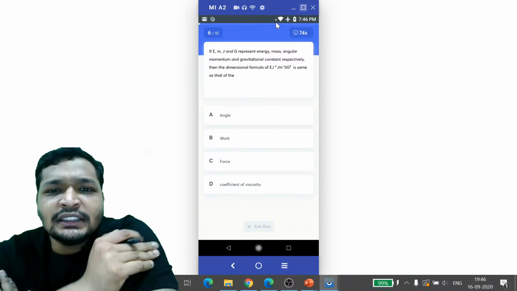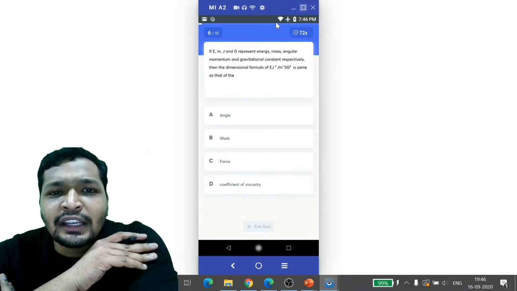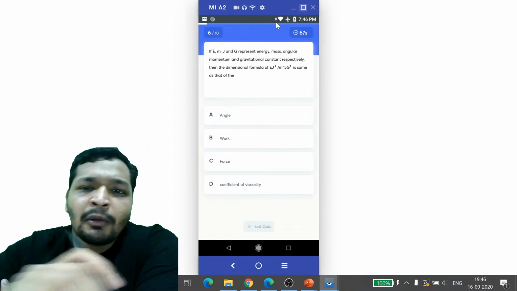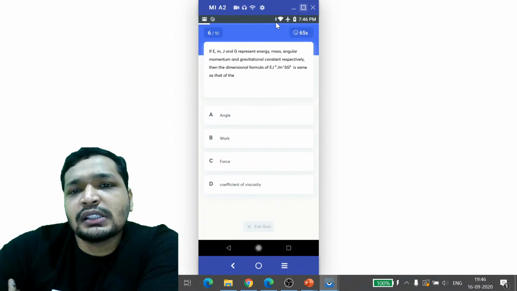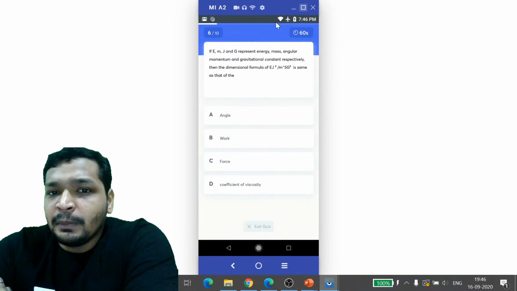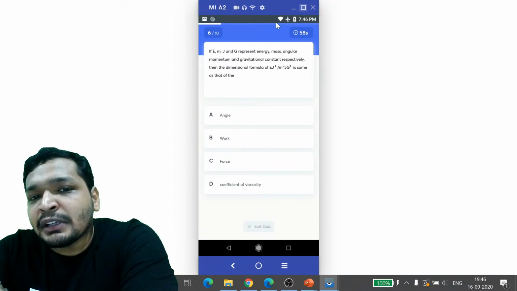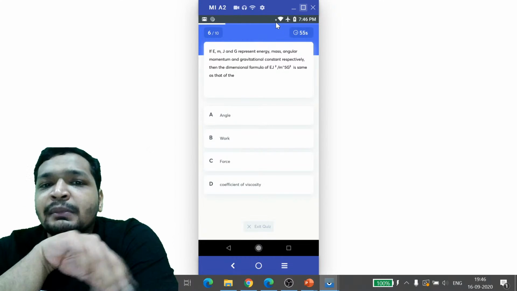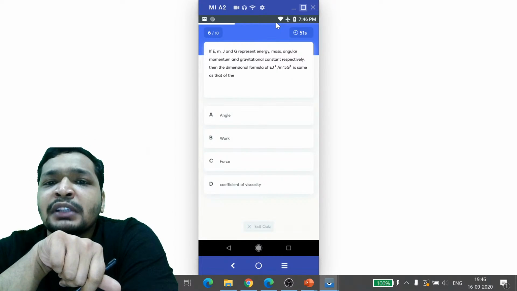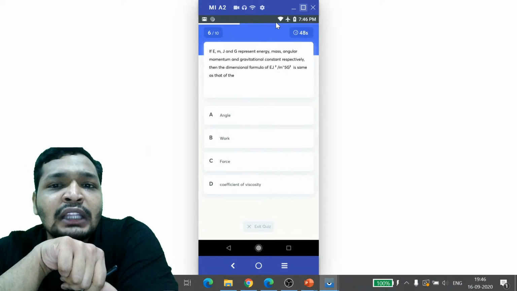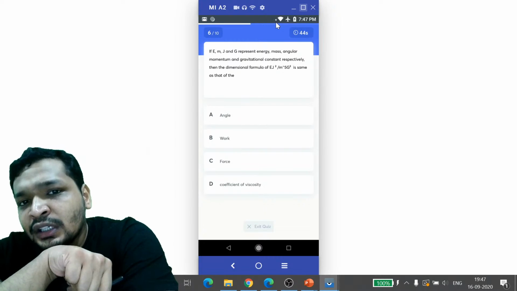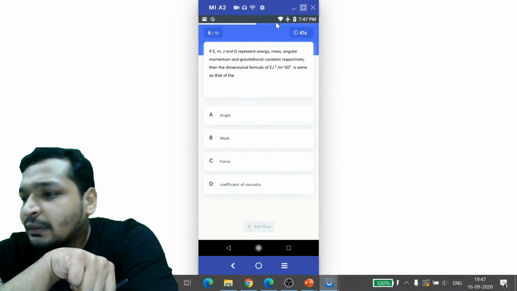So E, M, J and G represent energy, mass, angular momentum and gravitational constant respectively. A very similar problem came up this year in JEE Mains, guys, and last year's JEE Mains too. So apply dimensional analysis. Write down energy in terms of dimensions, write down mass in terms of dimensions, write down angular momentum in terms of dimensions. Then the question would become really easy, students. Just write it down in terms of dimensions.